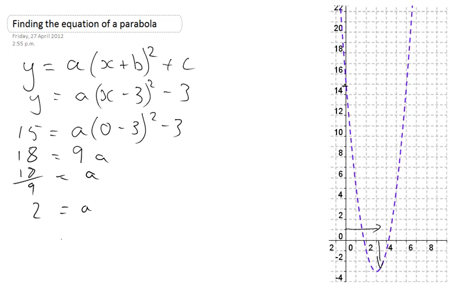So I've now managed to work out that my equation for this quadratic, or this parabola, is 2 lots of x minus 3 all squared minus 3.